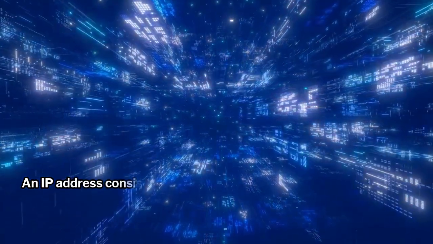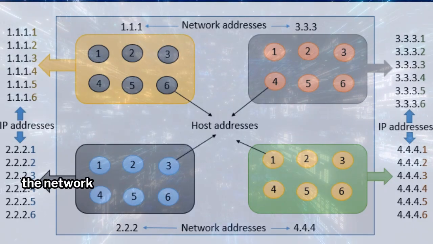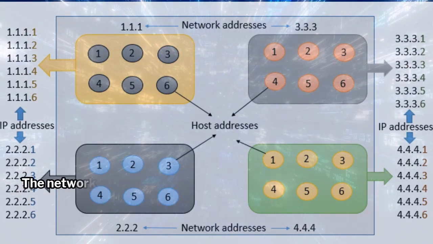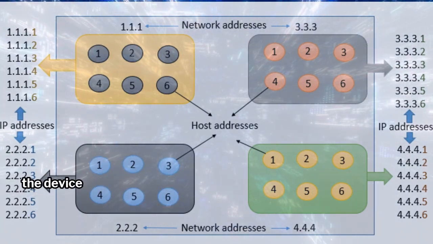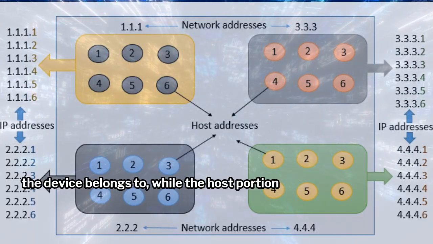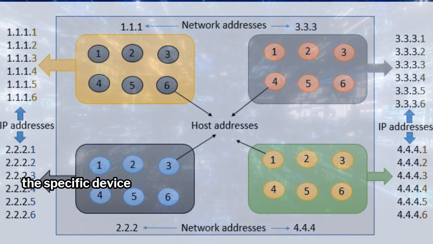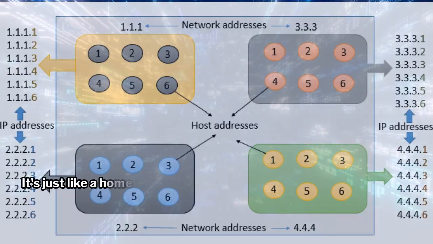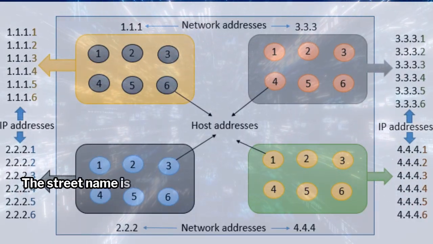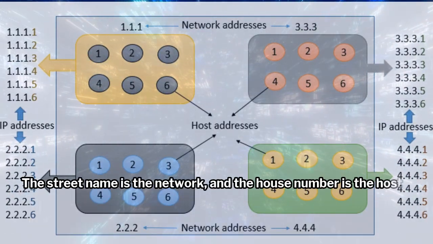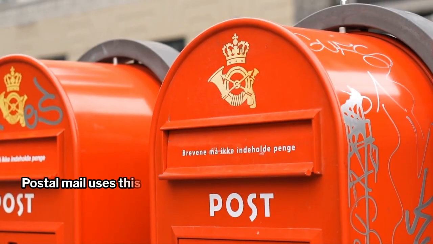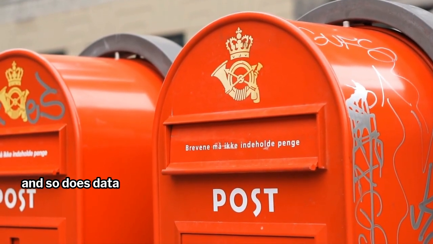An IP address consists of 2 parts: the network portion and the host portion. The network portion shows which network the device belongs to, while the host portion identifies the specific device on that network. It's just like a home address. The street name is the network, and the house number is the host. Postal mail uses this system, and so does data on the internet.